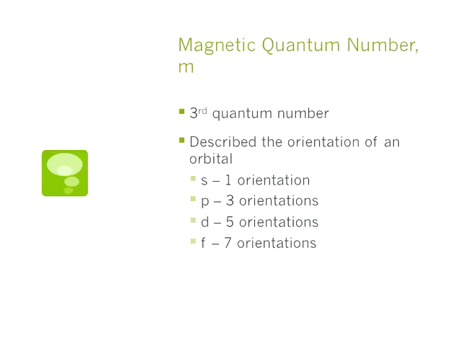It's important to know that the s orbital has one orientation. It's a sphere. No matter how you turn that, it's going to look exactly the same. p has 3 orientations, d has 5, and f has 7.